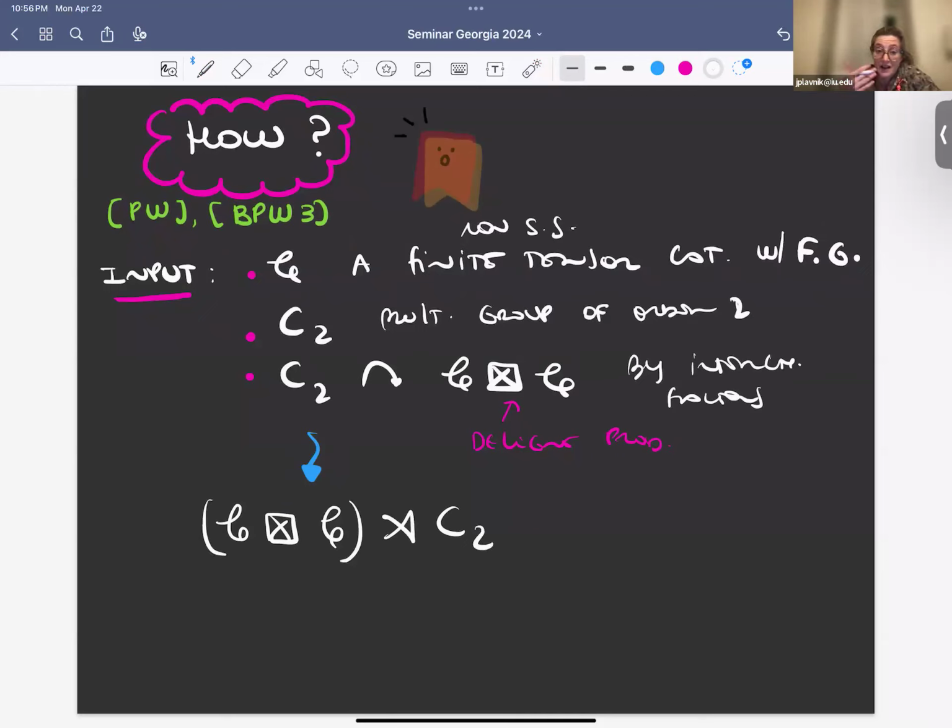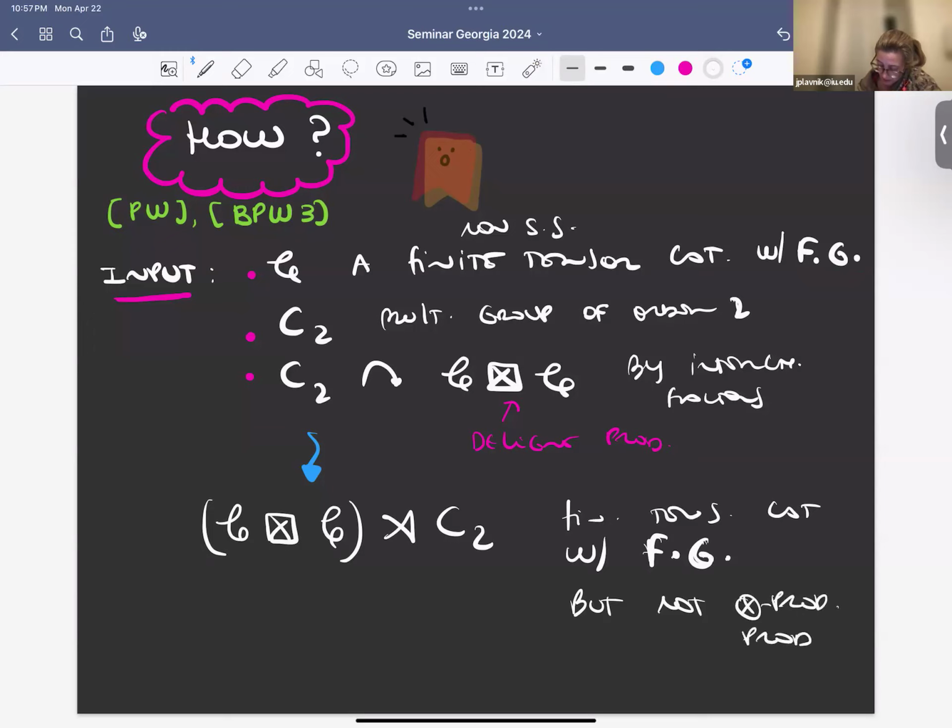This is again a finite tensor category. So this is a finite tensor category with the finite generation condition, because this one had it, and because of how it's defined, one can prove that this still has the finite generation condition, but not the tensor product property in this case.